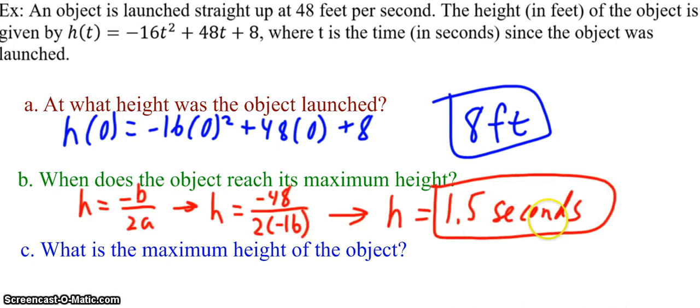Alright, so hopefully you got 1.5 seconds. How do I do that? Remember, h is the opposite of b over 2a, so in this case that's -48 over 2 times -16. Type that into my calculator, that's 1.5 seconds. Part C should be pretty straightforward if we got part B. What is the maximum height of the object? So if we know the h value, how do we find the k value? Pause the video, unpause when you're ready to check.